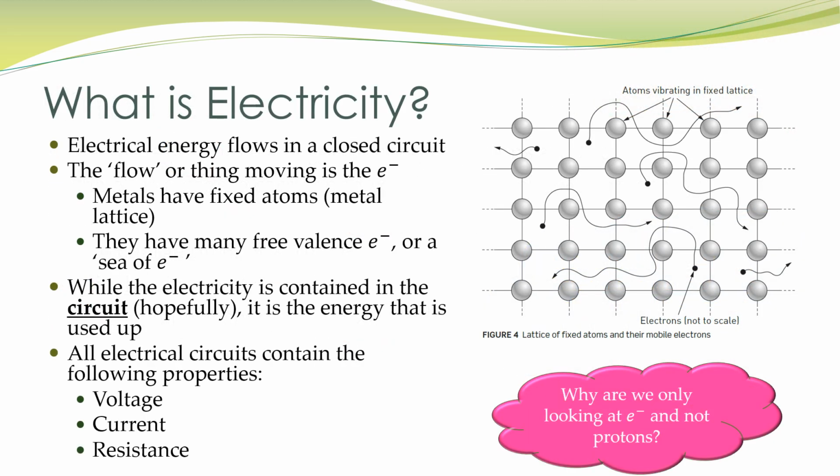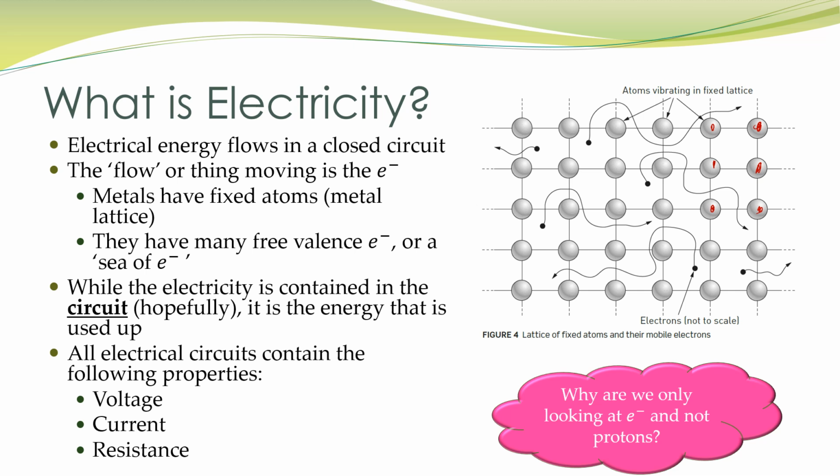So electricity is just the flow of these electrons. All right, we tend to have fixed atoms, like in a metal. Metals are good at conducting electricity. Our atoms tend to be fixed in place, and the outer electrons, or the valence electrons, tend to be a little bit free to move around, much like in that diagram there.